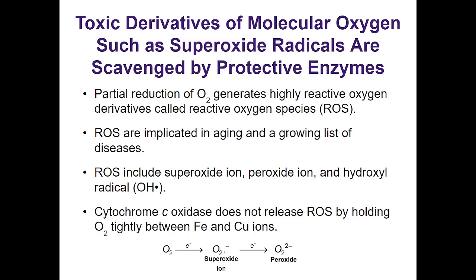So, the partial reduction of your O2 is going to generate highly reactive oxygen derivatives. These are called reactive oxygen species, or they're abbreviated ROS oftentimes. The ROSs are implicated in aging and a growing list of diseases. ROS can include the superoxide ion, the peroxide ion, and the hydroxyl radical.